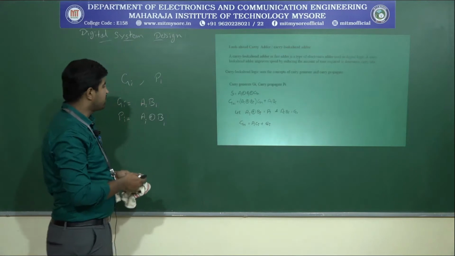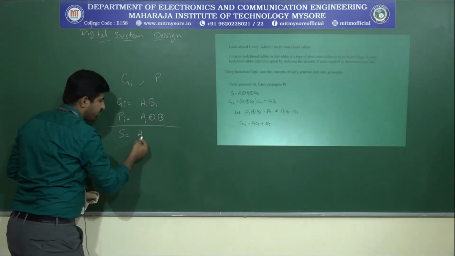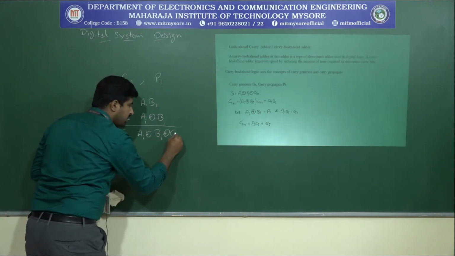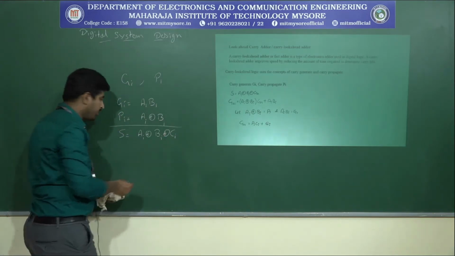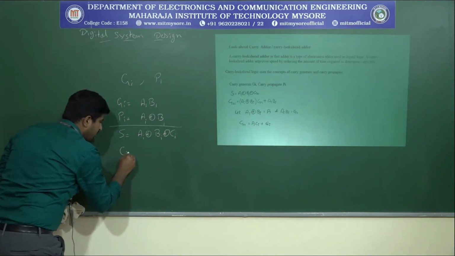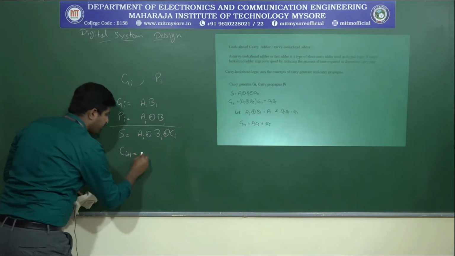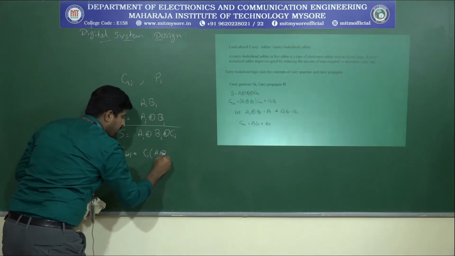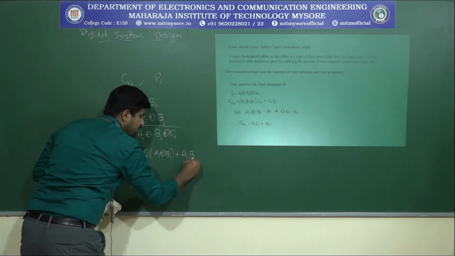Generally, for a full adder, the sum equals A XOR B XOR Ci, where Ci corresponds to the carry in. Similarly, the carry out equals Ci into (A XOR B) plus A into B.